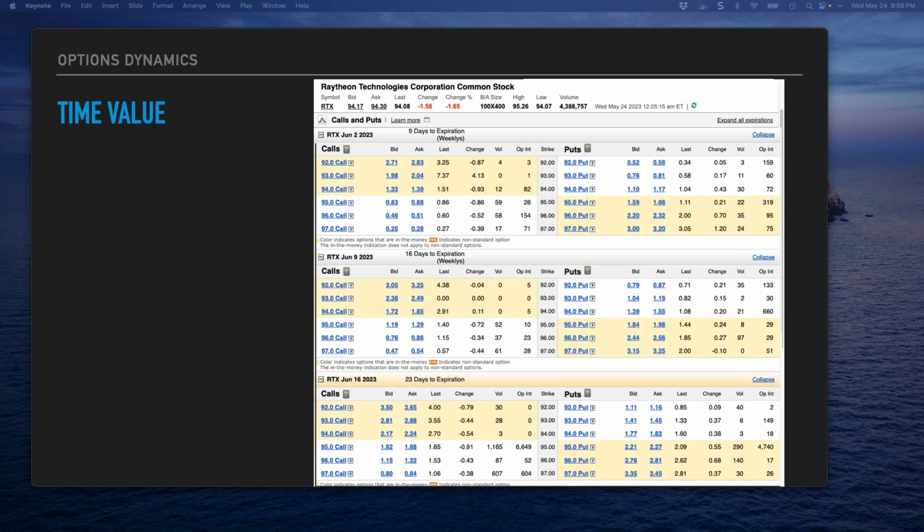I've expanded my options chain here to show you some different expiration periods, and so you can see how time value changes. In fact, it accelerates the closer to expiration an option gets. This option chain, we can see, lists the available options by expiration from top to bottom. So the options at the top are closer to expiration than those at the bottom.